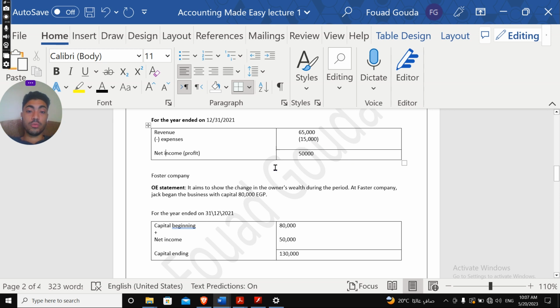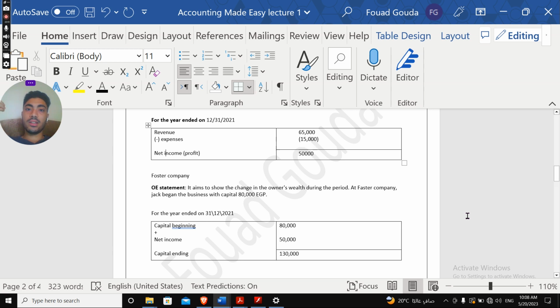So we will add this number, net income, profit, or net loss, whatever the result is. Here it's 50,000. We will add the 50,000. So capital ending is $130,000. So imagine it, and make it like a story in your mind. We had 80,000 cash, and we did revenue, we paid expenses, we had a profit of $50,000.